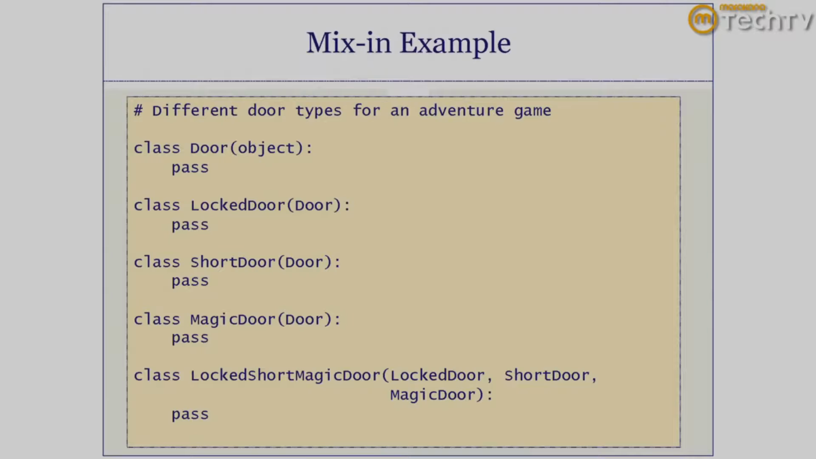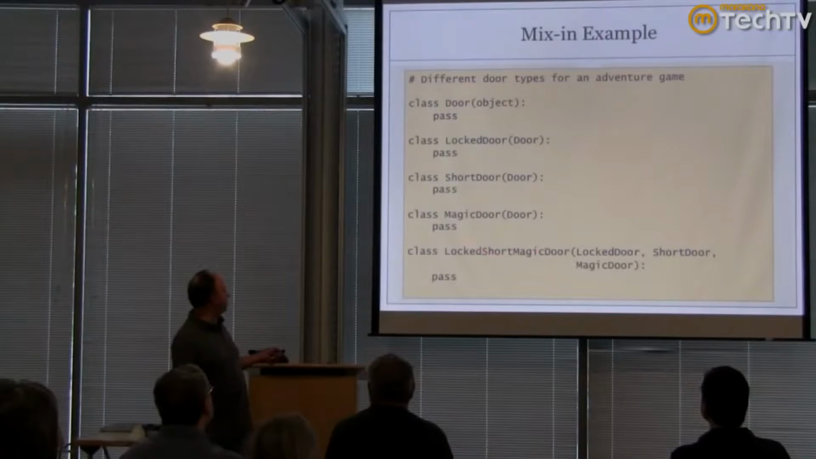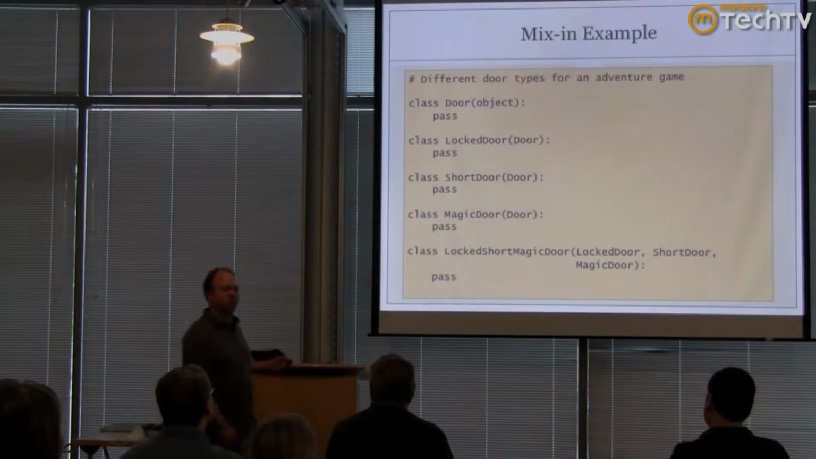So here's a little example. Let's say you're building an adventure game and you want to create a bunch of different kinds of doors for your maze. So we'll have a base class Door, we'll have locked doors, short doors, magic doors. Then if these are considered mixins, we can combine them together as a locked, short, magic door using multiple inheritance. And so great, this is something you couldn't do in Java.